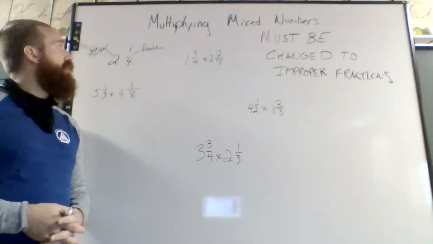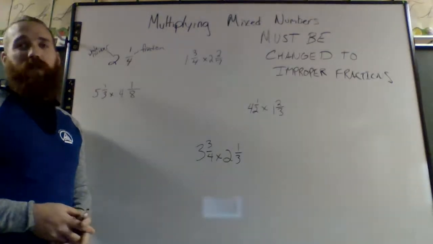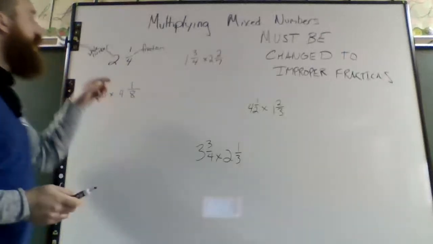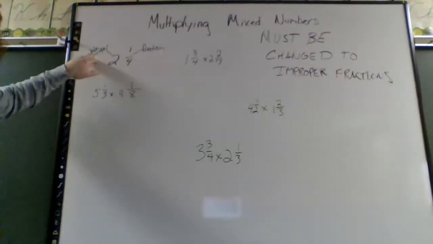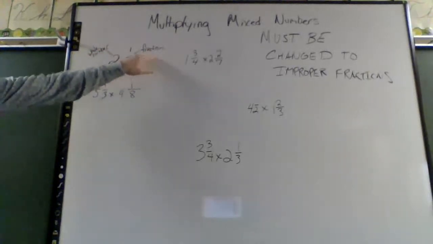Okay, the first thing I want to go over is review what a mixed number is. Right here, our example 2 1/4, a mixed number is any number that has a whole number and a fraction.